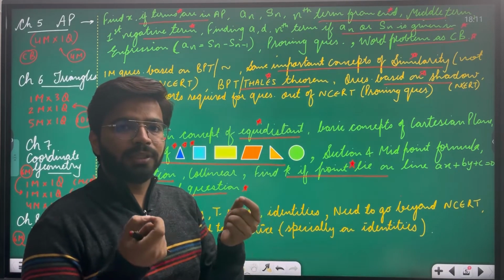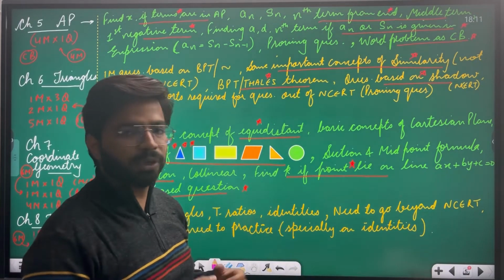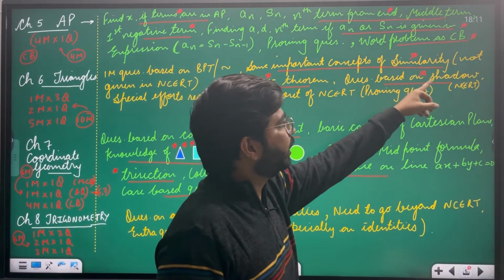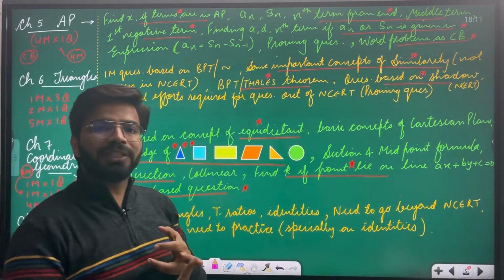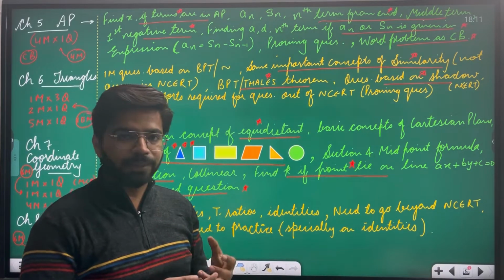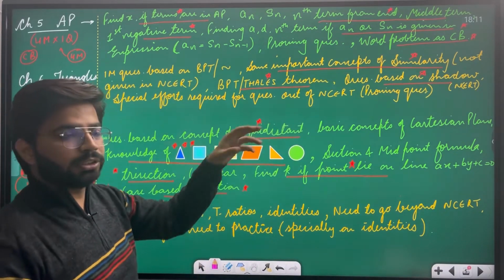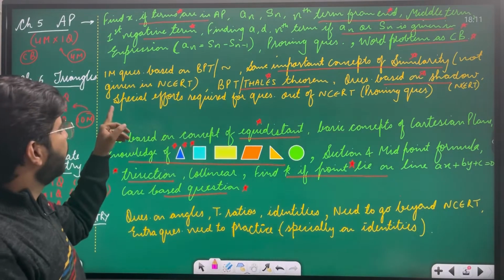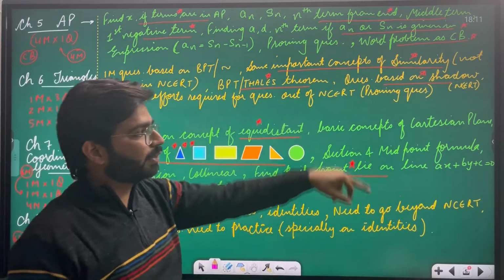You should practice these theorems and it should be on your tips. Okay, free marks if we get it. Then question based on shadow, we have a question in NCERT in the examples. So those questions, the shadow of the girl and shadow of the tower, those type of questions are very important this time. A special effort is required for questions out of NCERT.